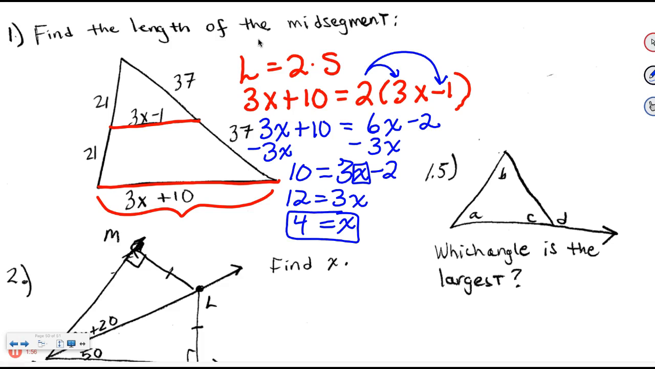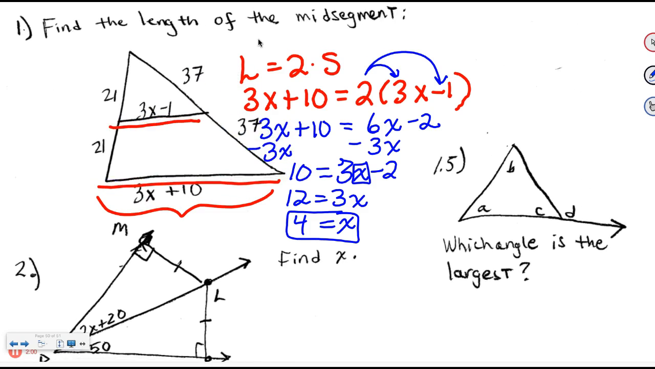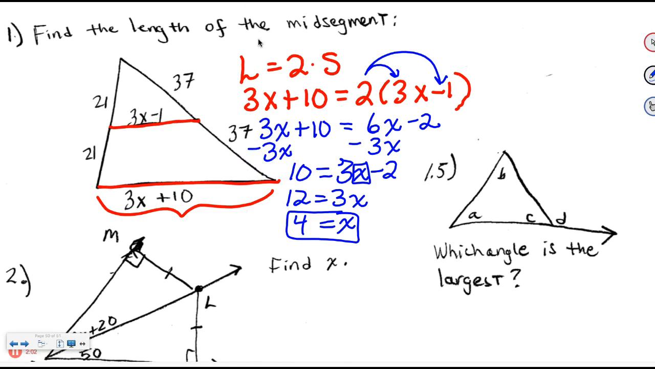And I got to glance up and see what the question is. If it said to find x, I'm done. But this one says to find the length of the mid-segment. So when I'm looking for the length of that mid-segment right here, I need to figure out the length of this. So I need to take that 4, and I need to put it in for x. So the length of my mid-segment would be 3 times 4, which is 12, minus 1, which is 11. So that is the answer to the question.